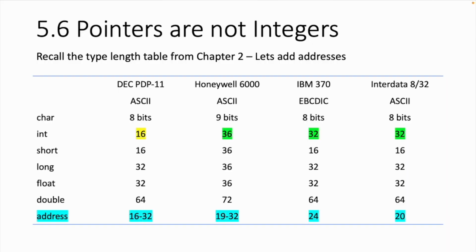Pointers are not integers. So if you go back to chapter 2, there was from the book a table of the sizes of things. And so if you look in the PDP-11, integers are 16 bits. In the Honeywell 6000, they're 36 bits. In IBM 370, they're 32 bits. In Interdata 832, there's 32 bits. Now, I've added a line to this that tells the number of bits in addresses in these systems.